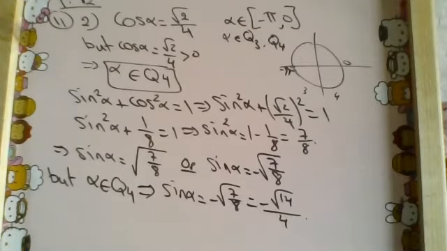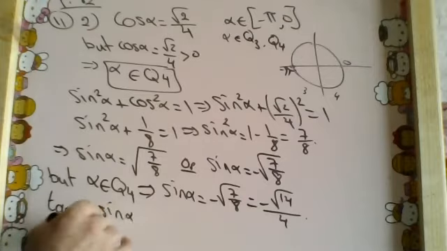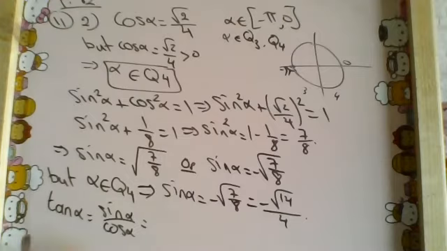So to get the tangent, tangent alpha is equal to sine alpha over cosine alpha. And you already have sine alpha and cosine alpha equal radical 2 over 4. So radical 2 over 4, all over radical 14 over 4, equals radical 7 over 7.